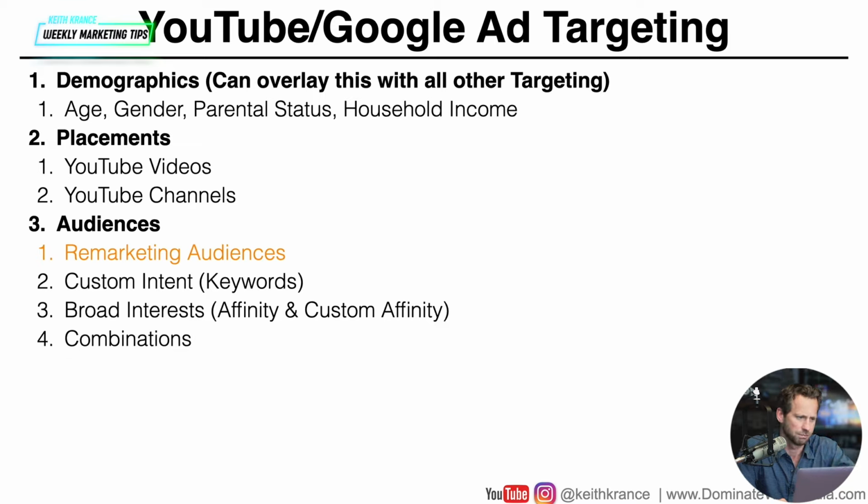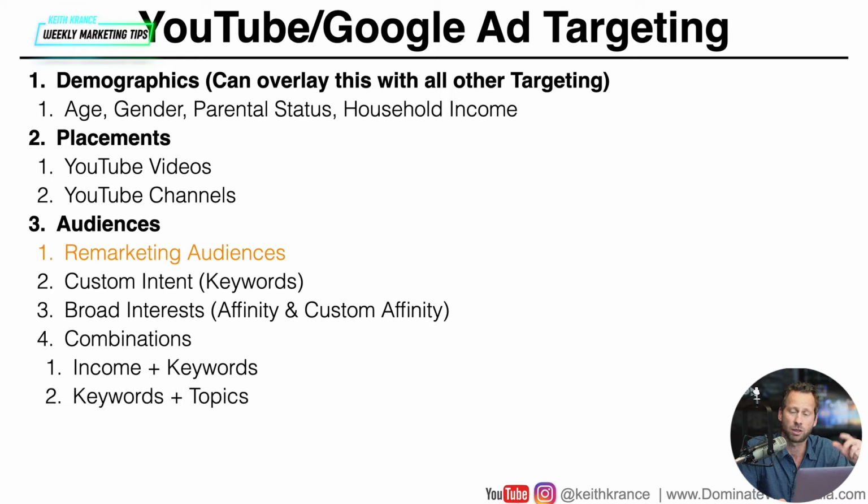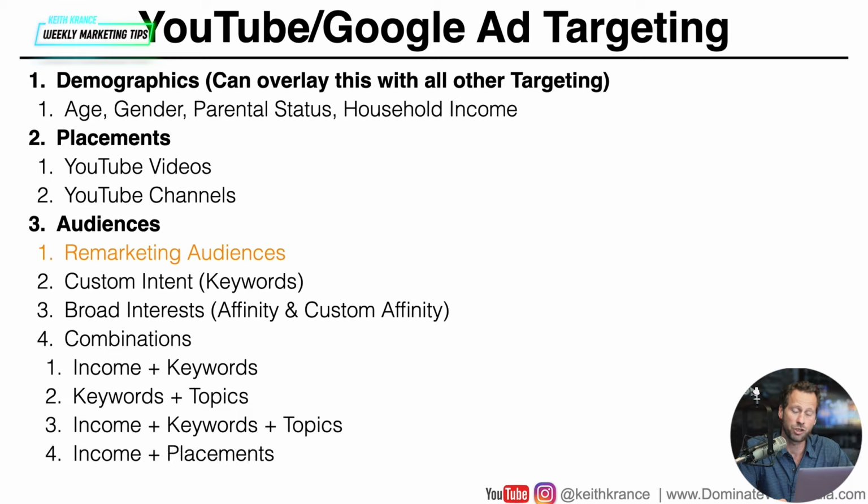And then even though that wasn't part of audiences, but combinations, you might do income plus keywords in one audience. You might do keywords plus topics, really broad with topics, and then more intent based with keywords. You could do income plus keywords plus topics. Or you could do income plus placements. Placements isn't really scalable, but income, you narrow it down a little bit, right? You could do placements and topics if you wanted. You can do lots of things. But we recommend doing this right out of the gate when you start to do cold audiences on YouTube.